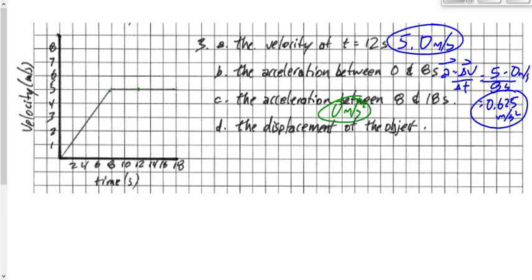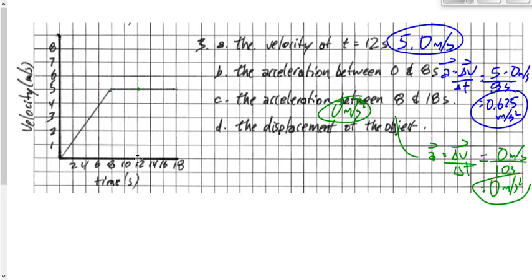You could calculate that by saying A is equal to delta V over delta T, but what is the change in velocity, delta V, in that problem between 8 and 18 seconds? 0. And 0 divided by 10 seconds gives me 0 meters per second squared. So it doesn't matter whether you do the calculation or whether you just recognize it. Since it's a flat line, the acceleration is 0. Both work.